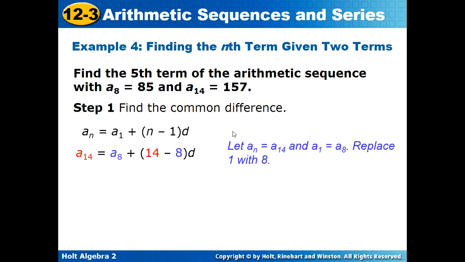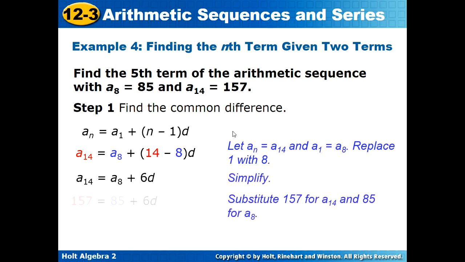Again, we can plug all this into our formula. We have the 14th term equaling the 8th term plus the 14 minus the 8, because those are the 2 terms that we're using. Remember, this is the first term, and we put 1 here. So if we have the 8th term here, we can put an 8 there. And then we would simplify and get D. So there's an example there for you on how to do this.